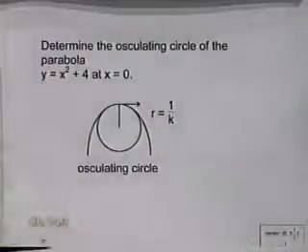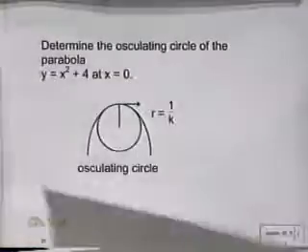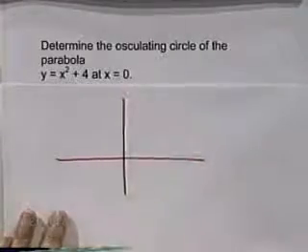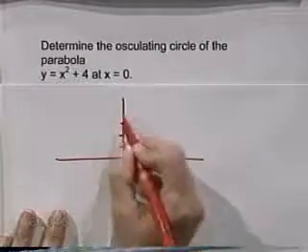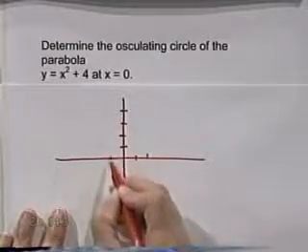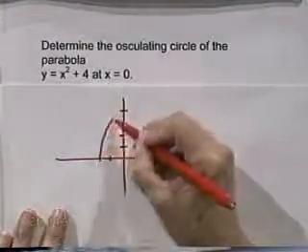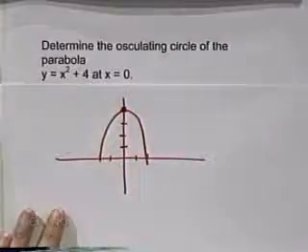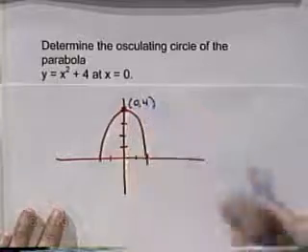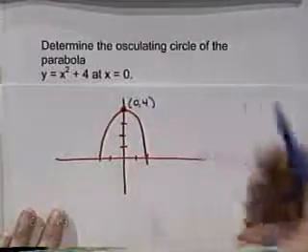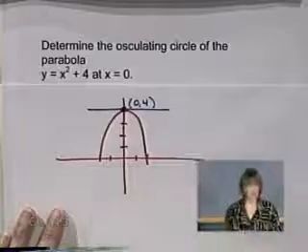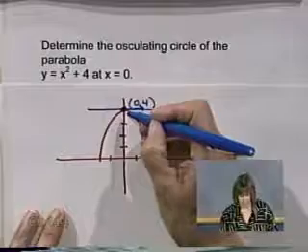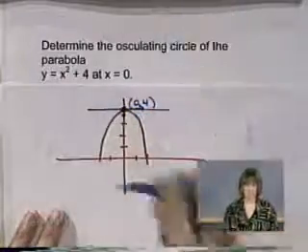I don't like that picture. Let me draw one a little bit better. If I draw my parabola, y equals x squared plus 4, it crosses the y-axis at 4. It's crossing the x-axis at plus and minus 2. At x equals 0, I'm right here at the point (0, 4). The tangent line, I picked an easy one. My tangent line is a horizontal line there, because it's a max. So the unit tangent is pointing in this direction. The normal is going to be pointing perpendicular, in the y direction.